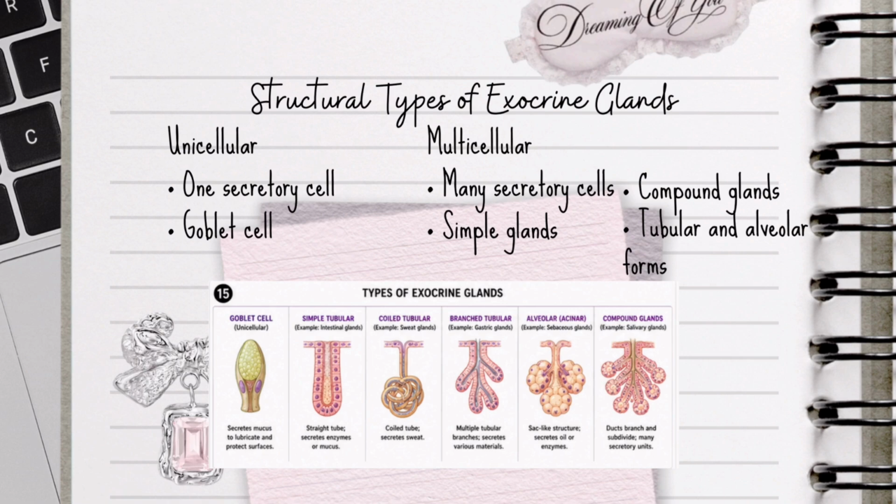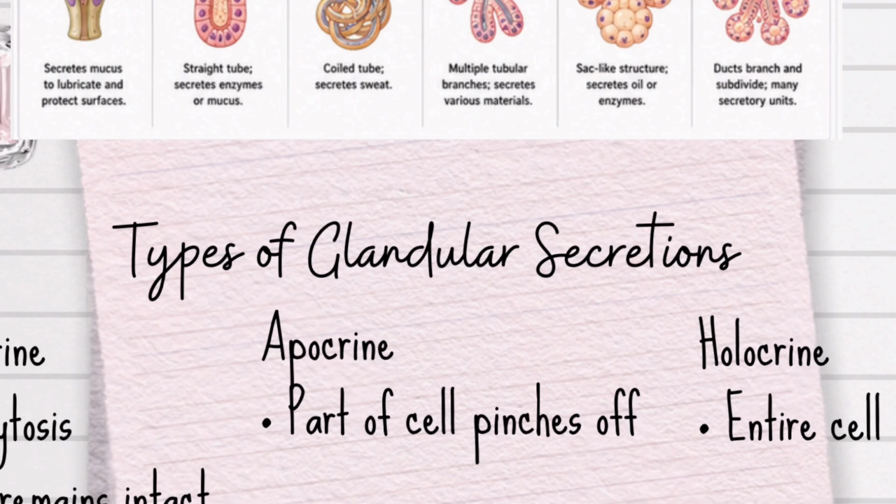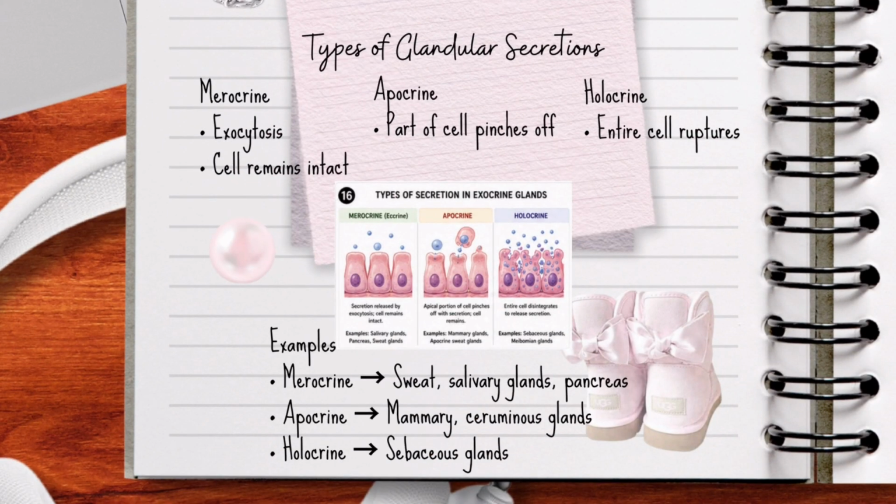Knowing how glands are built is only part of the story. They also differ in how they release their secretions. Exocrine glands don't all release their products in the same way. In fact, there are 3 different mechanisms of secretion, each with its own unique process. The most common is merocrine secretion. Here, secretory vesicles fuse with the cell membrane and release their contents through exocytosis. The cell remains completely intact, allowing it to continue producing secretions. Salivary glands, sweat glands, and the pancreas all use this method.